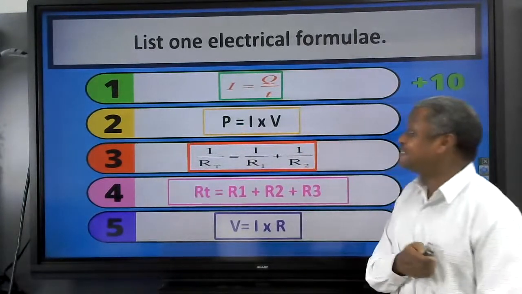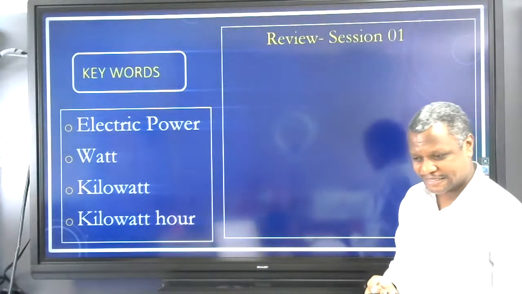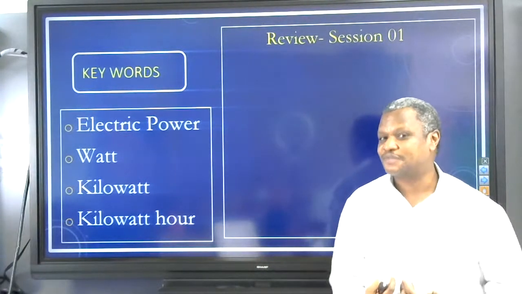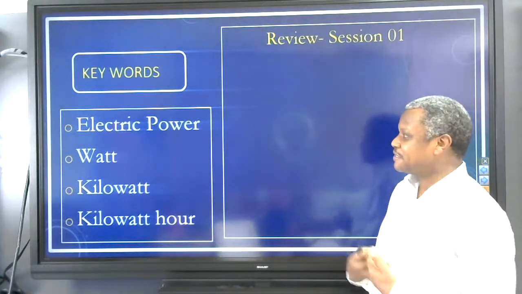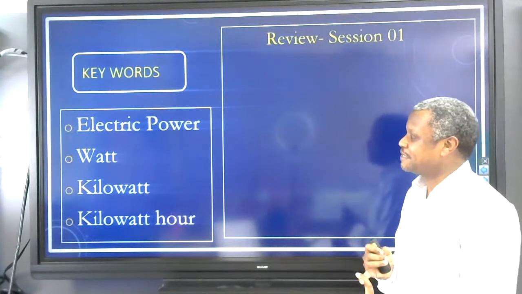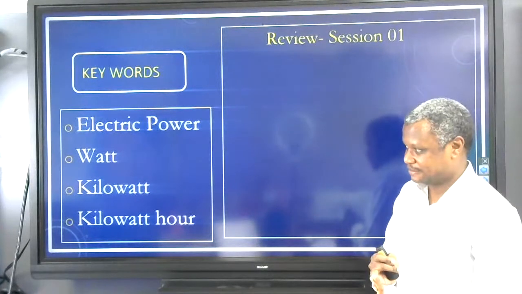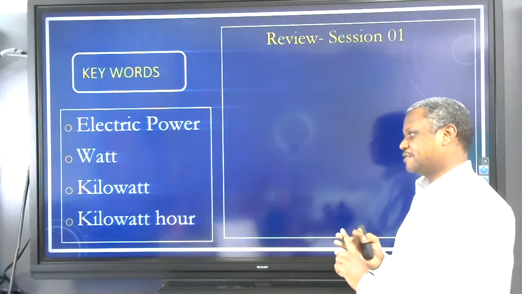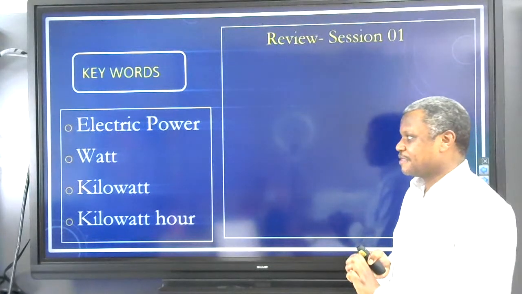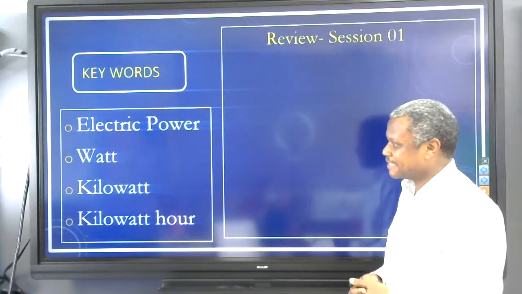Perfect. Now, I want us to look at the topic for today. The topic for today is electromagnetism, which is a continuation of what we learned last period. Now, the keywords are as follows. Electrical power is keyword number one. Two, we're also going to look at watt. Three, kilowatt. And number four, kilowatt hour. Now, some of them have to do with energy, and the others have to do with electrical power.